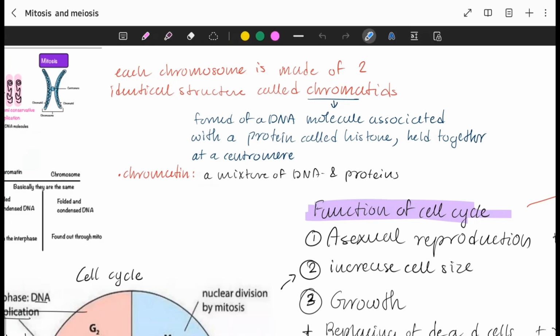So the chromatin we're talking about is this ultrastructure I told you is inside the nucleus. Yes, that is chromatin.